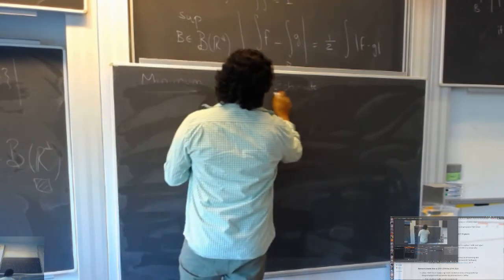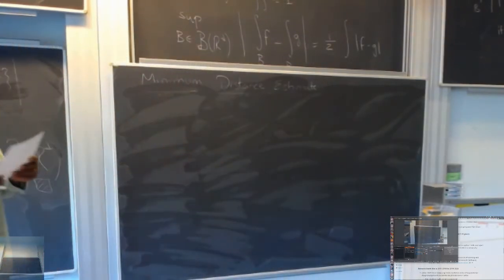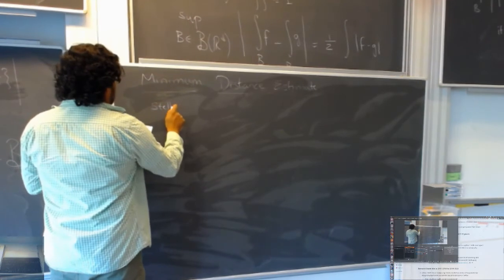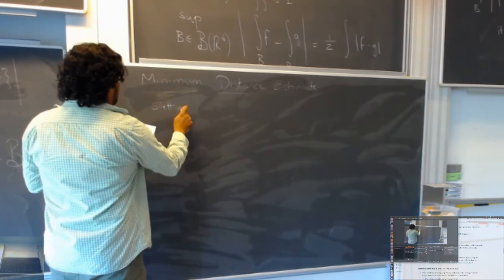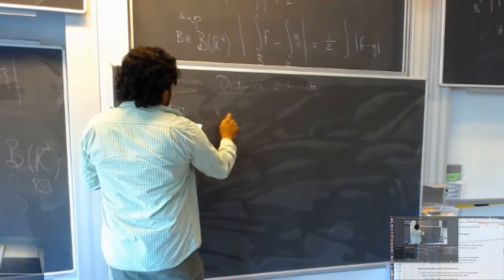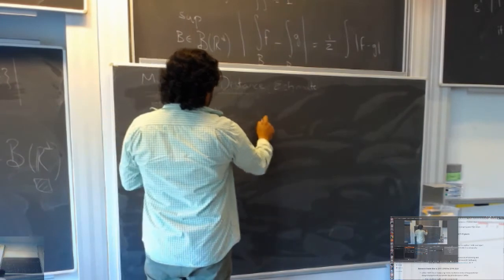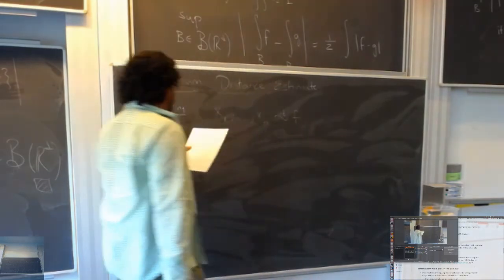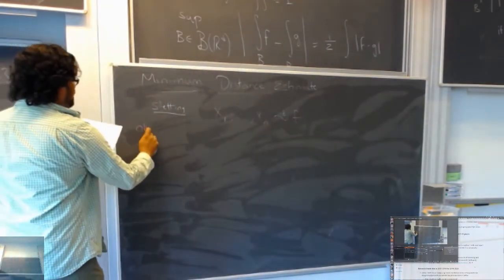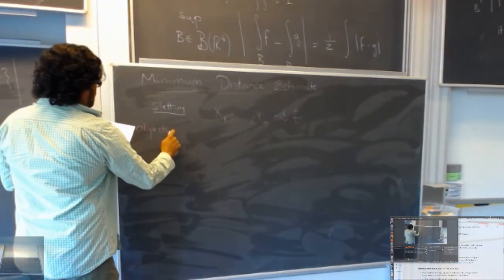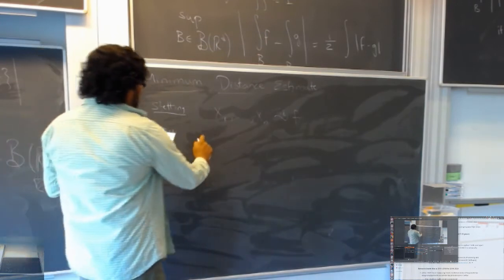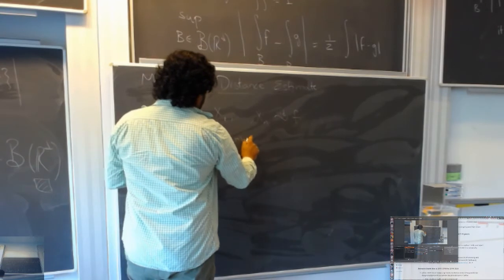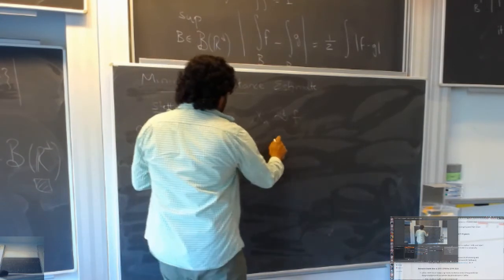Okay, so this density estimate we're going to call the minimum distance estimate. So here's our setting. We have endpoints, IID according to some unknown f. Our objective is what statisticians call non-parametric density estimate.